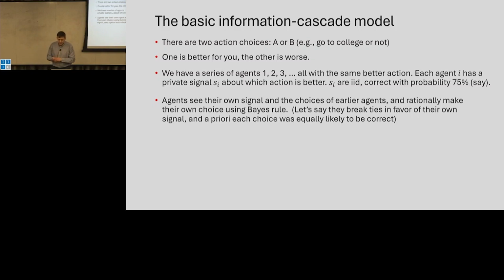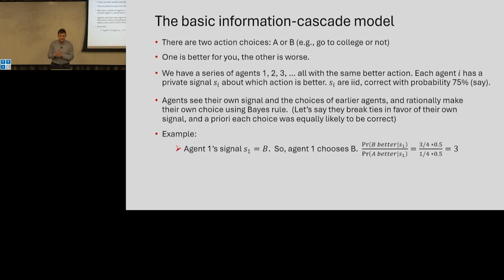Okay. Let's say a priori, before seeing the signal, each choice is equally likely to be correct. So here's an example. Person number 1, agent 1 comes along, their signal is B. So agent 1 will choose B. Why are they choosing B? Well, because their signal was B, but let's just work it out.